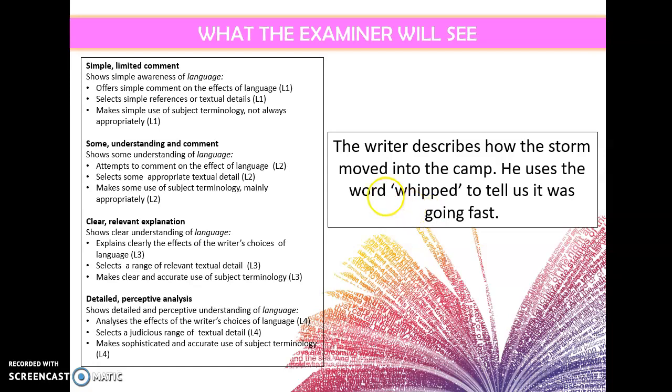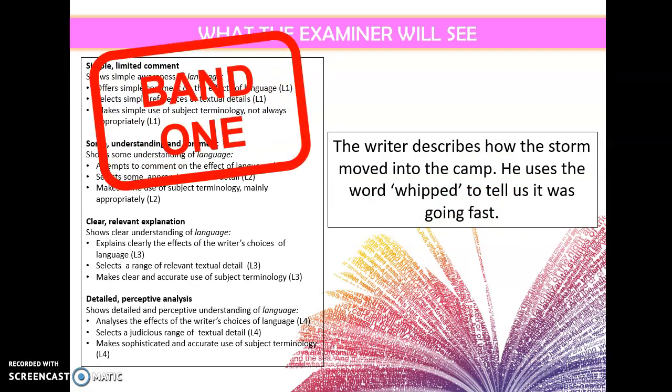Unfortunately, they have referred to it as a word rather than using their subject terminology and referring to it as a verb. There's a little bit of an explanation as to the effect, saying that it tells us that it's going fast, but there's much more to scope to dig there, isn't there? So that is why this answer would get a band 1. But the idea is good, and as I show you the other answers, the band 2, 3 and 4 ones, I want you to see it's the same idea, it's just the detail that's there and the features of the answer. The idea is the same.